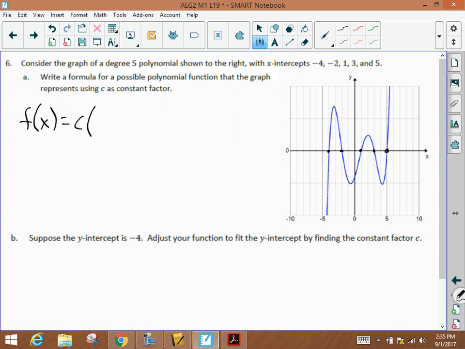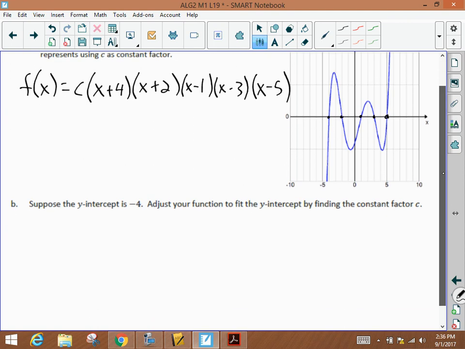So let's put in our factors. That would be x plus 4, right, because -4 is a 0, and then x plus 2. And we'll have x minus 1, x minus 3, and our last factor, x minus 5. And there it is. And see how that c is a constant factor? C is going to multiply everything in there, right? So that's how that comes out. And that is done. That is good.